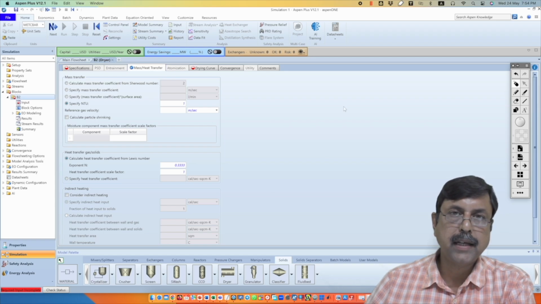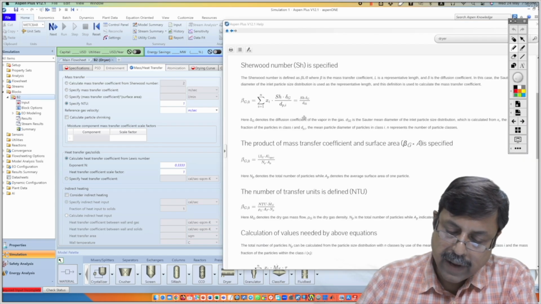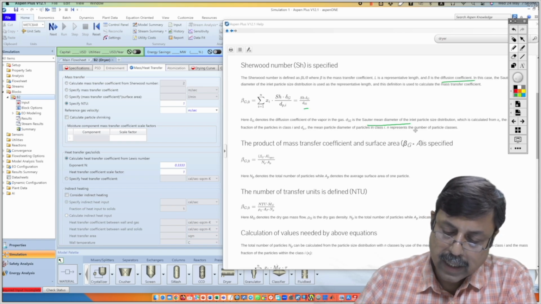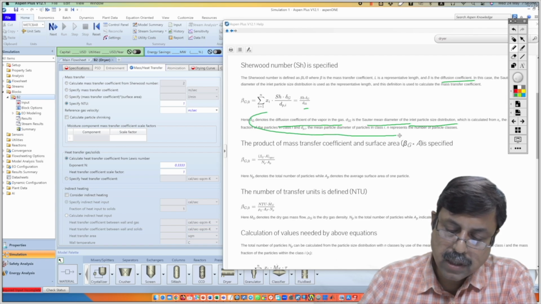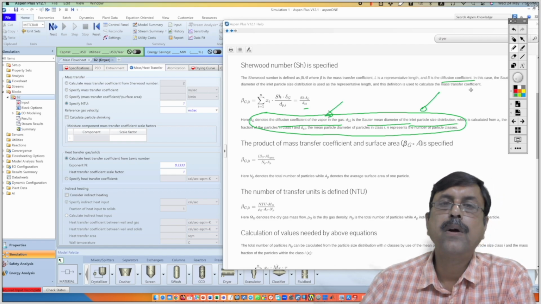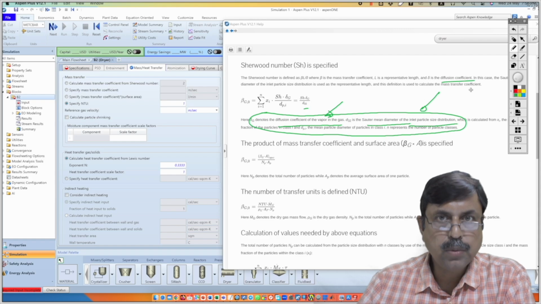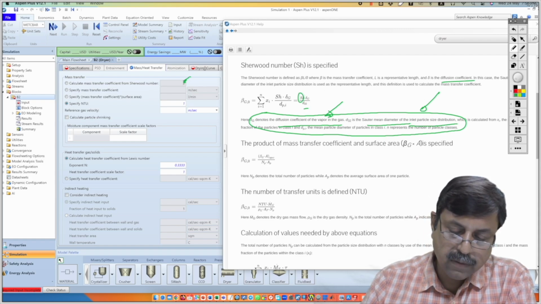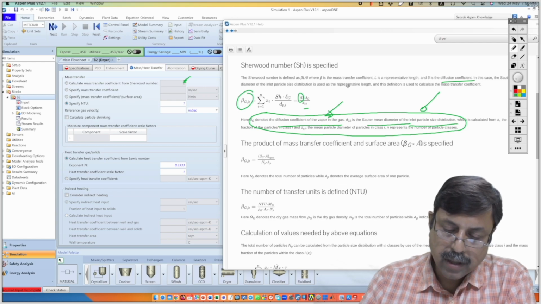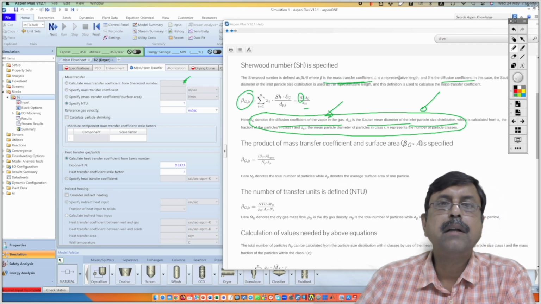You can consult the Aspen help file. Here you can find the D32 means Sauter mean diameter of the inlet particle size distribution, and delta G is the diffusion coefficient of vapor in the gas. So these two information will be available, one from the property database, the other from the particle size distribution that you provide. And Sherwood number, if you provide over here, then the mass transfer coefficient will be calculated by Aspen Plus.